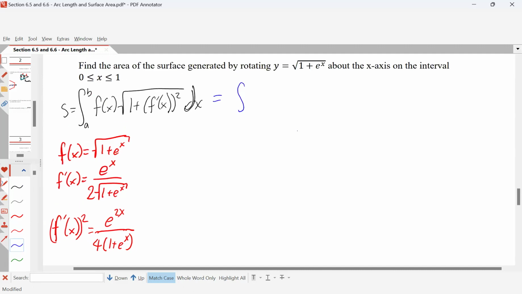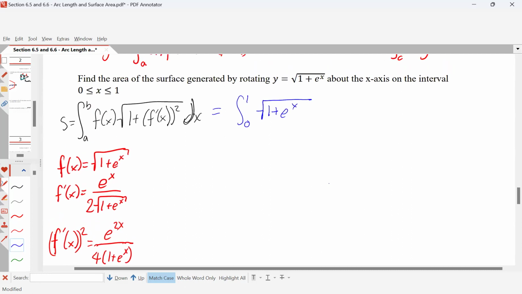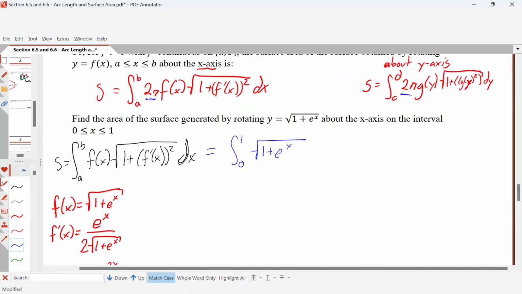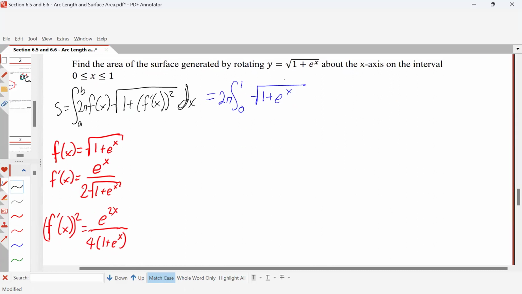We get the integral from 0 to 1 of our function square root 1 plus e to the x, and I have dropped off these 2 pi's, so I'm going to put those back now. 2 pi of the integral 0 to 1 square root 1 plus e to the x, just our function, times the square root of 1 plus the derivative squared that we found.